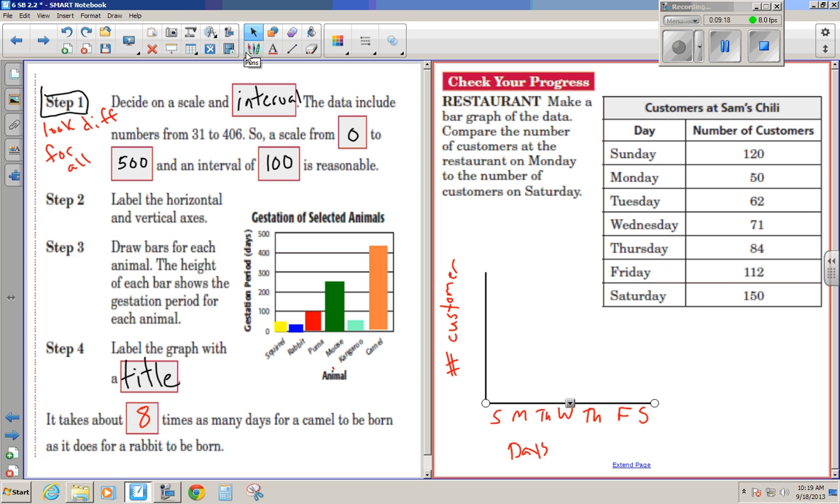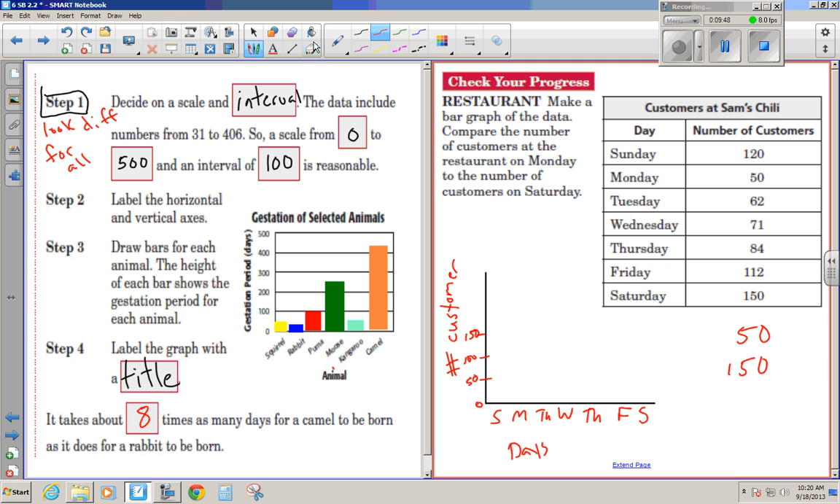Now, you can make whatever scale you really want, but if you look at these numbers, the smallest number is 50, the largest number is 150. So, to make it easier for ourselves, let's start at 0, make that 50, 100, 150. You could do it this way.